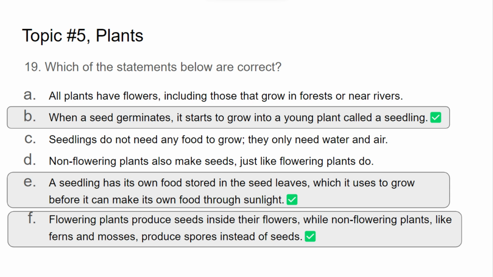Answer. A is false, as they are non-flowering plants. C is false. Seedlings need food, which is stored in seed leaves. D is false. Non-flowering plants produce spores instead of seeds. B, E, F are true.